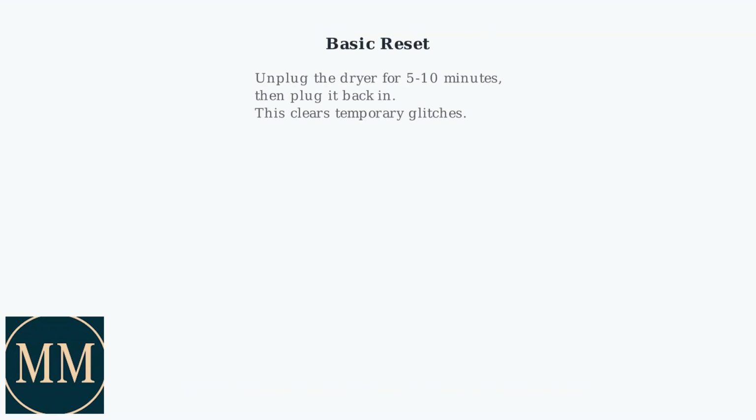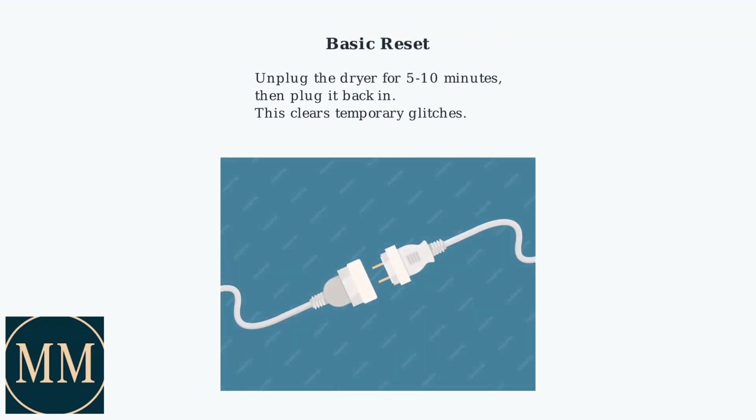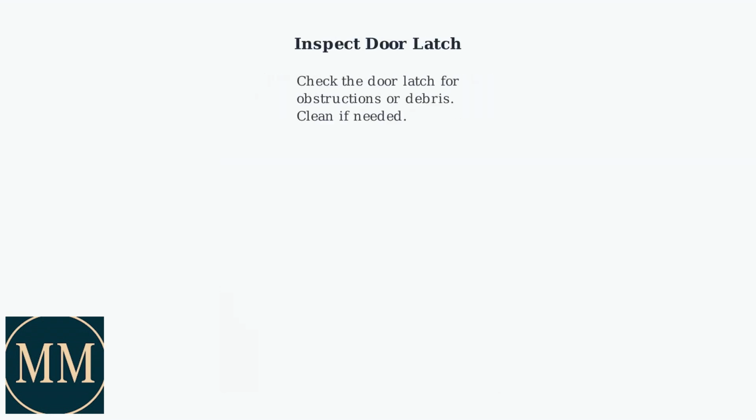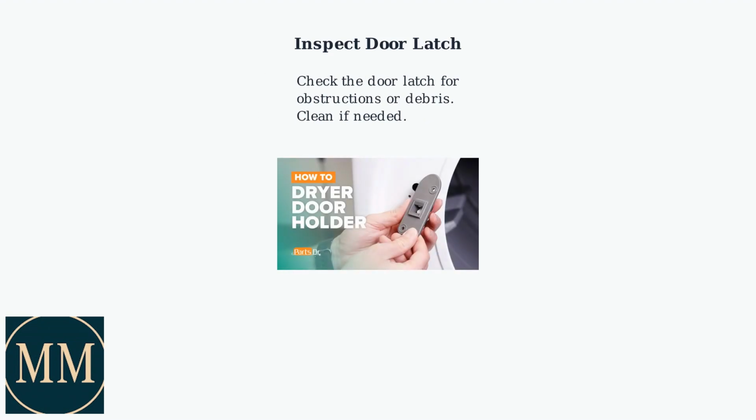Start with a simple reset. Unplug the dryer for 5 to 10 minutes, then plug it back in. This can clear temporary glitches without needing further repairs. Next, inspect the door latch for any obstructions or debris. These simple steps can sometimes resolve the error without further intervention.